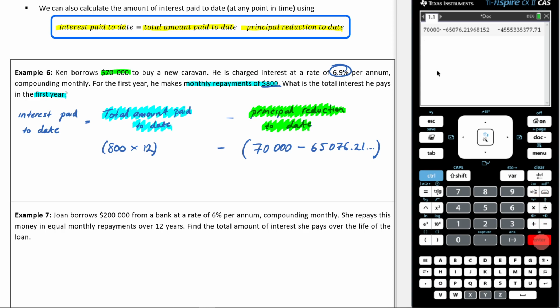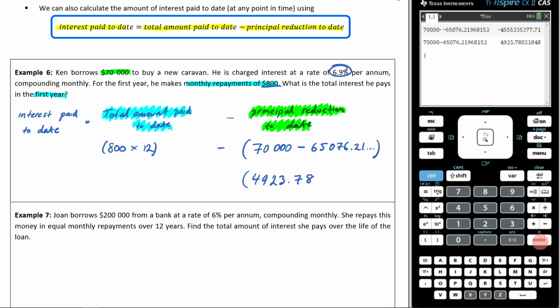Oh, actually, that's done something else. Let me just bring this up. I forgot to put a minus between them. Minus. That's better. So it's going to be, well, I'm running out of room, 4923.78. I'll save the rounding to the very last step. And then over here, what I'm going to be left with is 800 times 12. That's going to be 9600. And remember, I'm subtracting those.